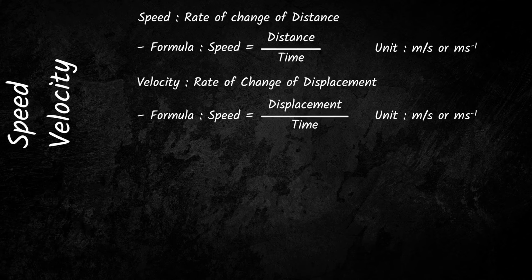At this point, you should note that speed is the rate of change of distance, where distance is a scalar quantity, so speed will also be a scalar quantity. Velocity is the rate of change of displacement, where displacement is a vector quantity, hence velocity will also be a vector quantity. Our final quantity that we'll use to define motion is acceleration.